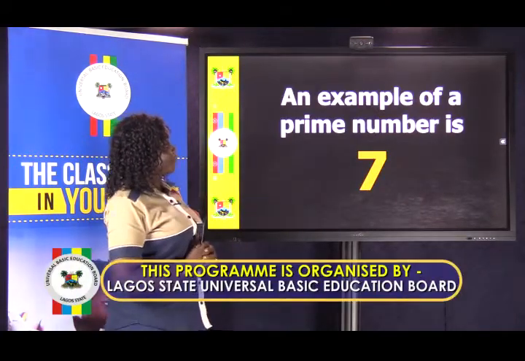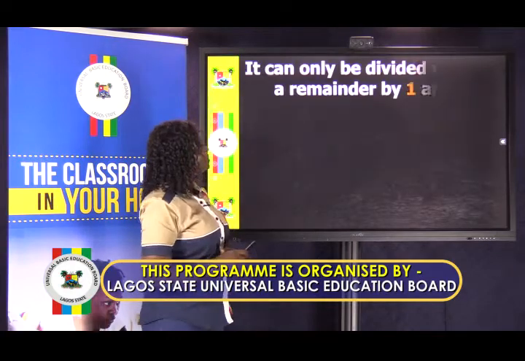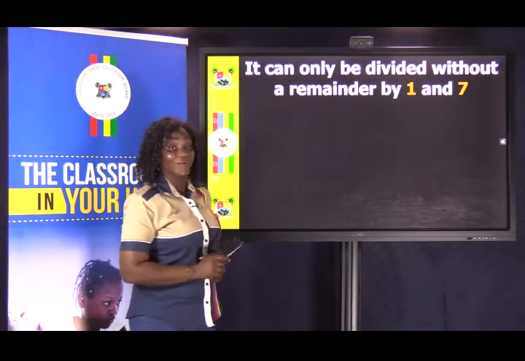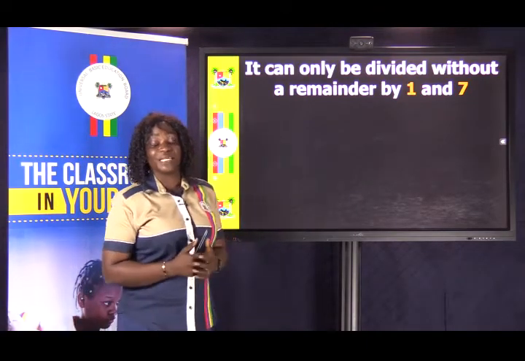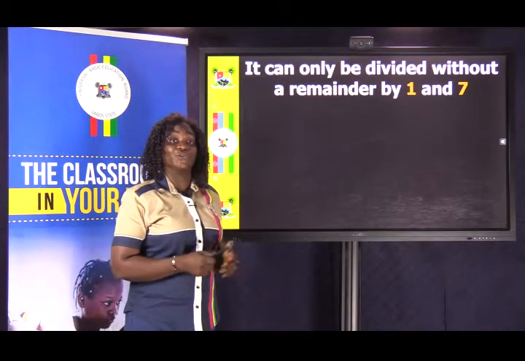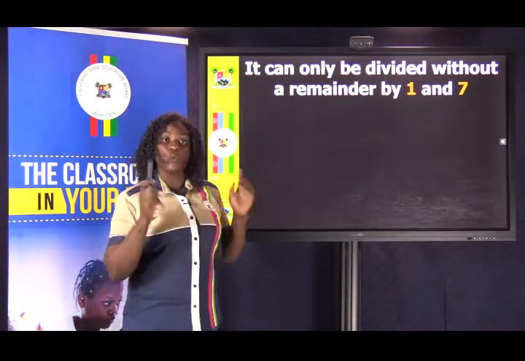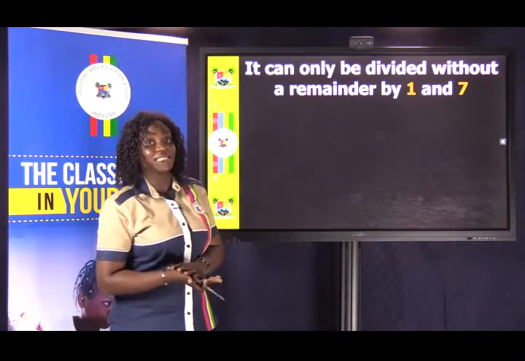An example of a prime number is 7. Let's see how 7 is a prime number. It can only be divided without a remainder by 1 and 7. When you divide 7 by 1, you get 7. And when you divide 7 by 7, you get 1. When you divide 7 by any other number, you get a remainder.